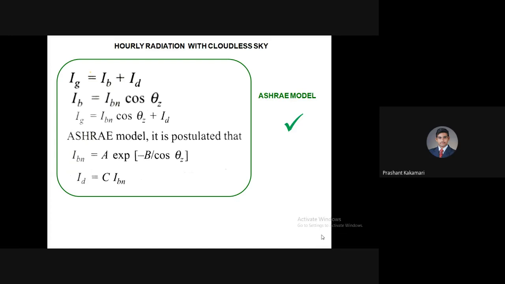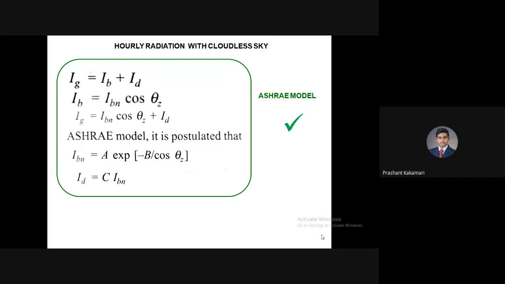So this ASHRAE model can be implemented provided the sky is entirely clear for the complete day, or for that given hour the sky should be very clear. And as for the basics, the global radiation on an hourly basis, IG, is equal to the beam radiation plus the diffuse radiation for that given hour, that is the I value. And IB can be found out by using IBN and cos theta z. As we discussed in the earlier class, if the beam radiations are inclined to the zenith line, or the vertical line to the horizontal surface, then this zenith angle exists.